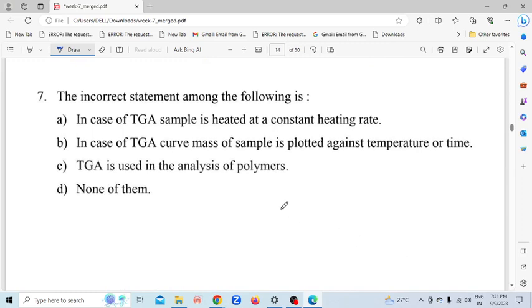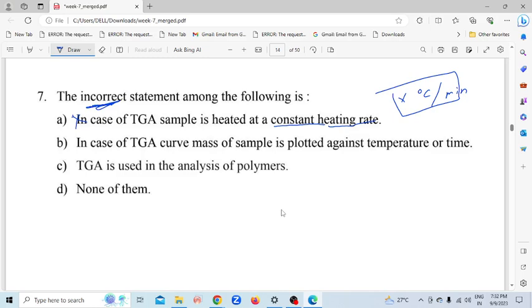Then question number 7. We have to find the incorrect statement among the following, so we will check whether each statement is correct or not. In case of TGA, the sample is heated at a constant heating rate, which means we have to fix our heating rate initially, x degrees centigrade per minute. So this heating rate should be fixed first. This is a correct statement, and we have to find the incorrect statement, so it is not our option.